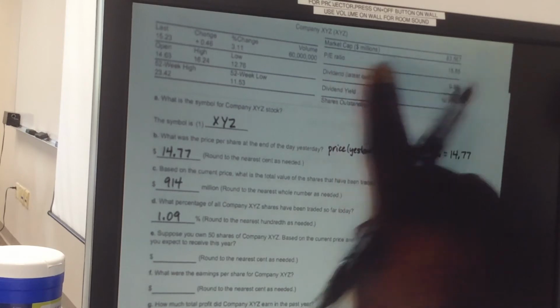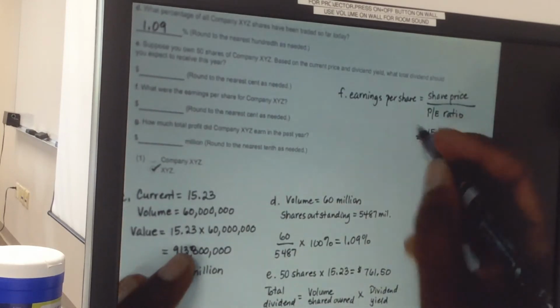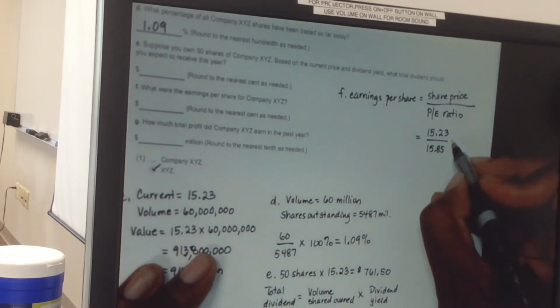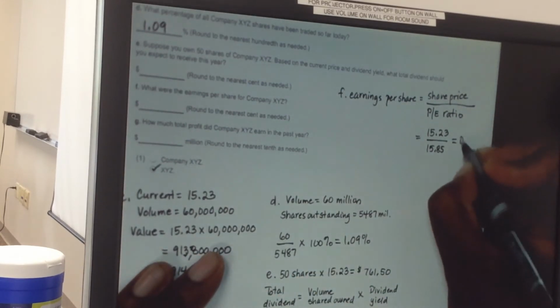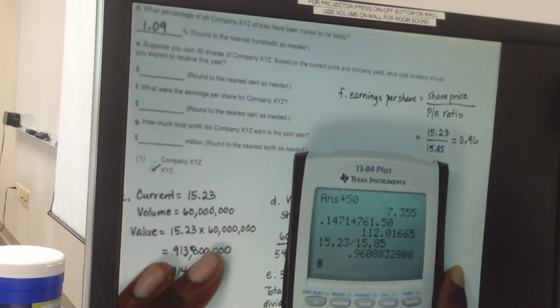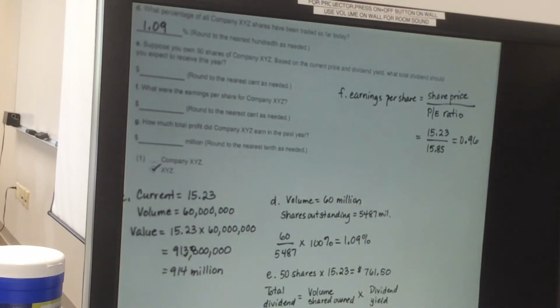The P/E ratio is up here. That's 15.85. Take that number 15.23, divide that by 15.85, and we're going to round that off to two decimal places. That's going to be 0.96, which is what I came up with. So the earnings per share will be 96 cents per share.